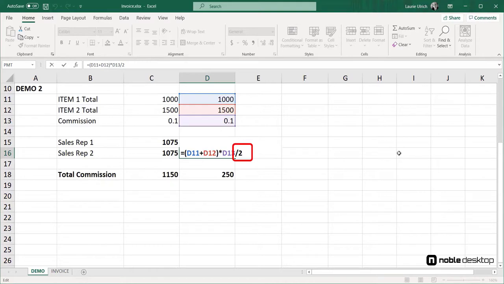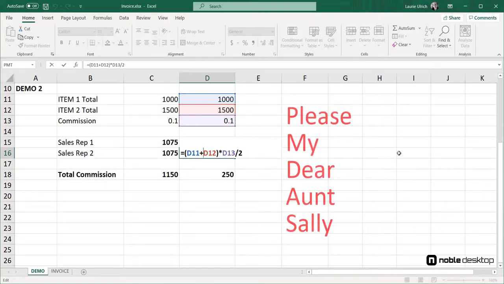Note that the division, meaning dividing the total by 2, works even without the parentheses because division is always done after multiplication. So keep my dear Aunt Sally in mind, even if you've said please with parentheses first.